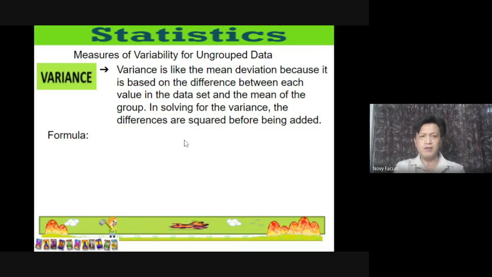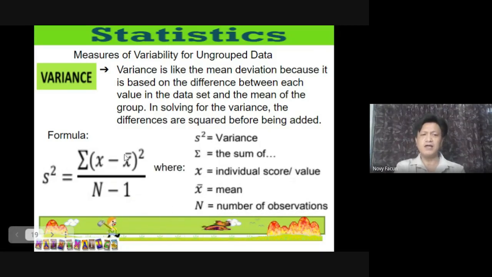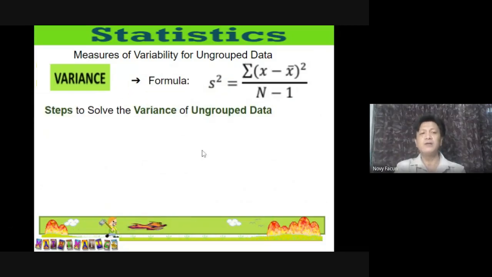Okay, so with that, the formula is simply s square, yun yung variance symbol, no? Pag binasa natin yan, summation of the squared deviation divided by n minus 1. Okay, so wherein, para alam natin yung bawat part, no? Yung s square, yan yung variance symbol. Yung sigma, para siyang Z, ibig sabihin yan, summation, total. Yung x naman, this is individual score or value. Yung x bar, that is the mean, and n is the number of observations. With that, we can now proceed to the steps to solve the variance of ungrouped data.